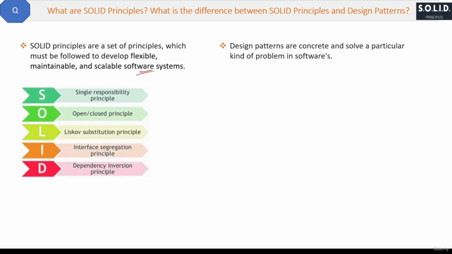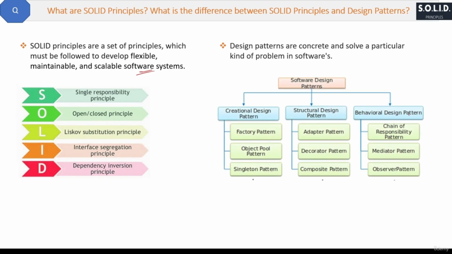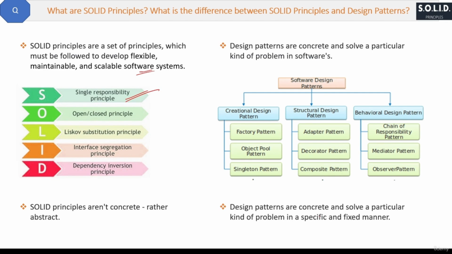Here are the five fixed SOLID principles, and here is the list of some important design patterns. Not all, but yes, some. The next difference is SOLID principles are not concrete; they are abstract. Meaning, for example, to achieve the single responsibility principle, there is no concrete or fixed solution. You can achieve it in various ways in your application. Whereas design patterns are concrete and solve a particular kind of problem in a particular way, right? For example, to implement the factory pattern, there is a specific and fixed way to do it. So now the differences are clear, right?